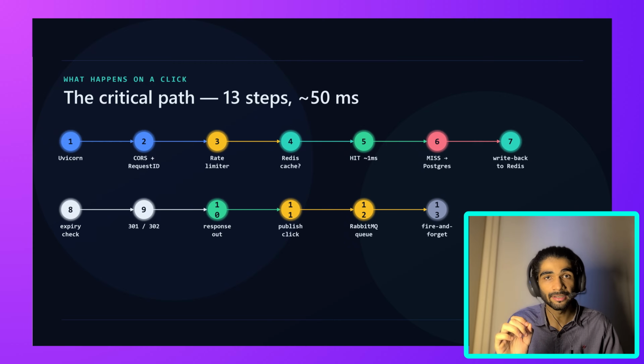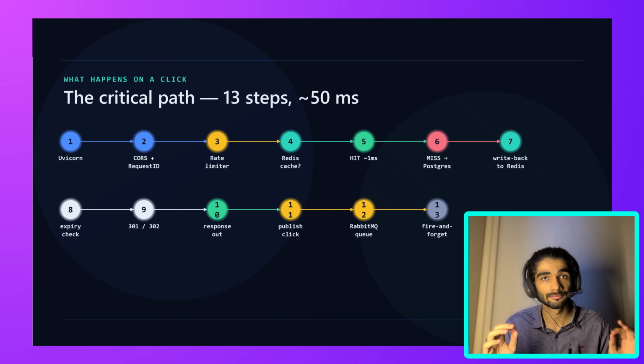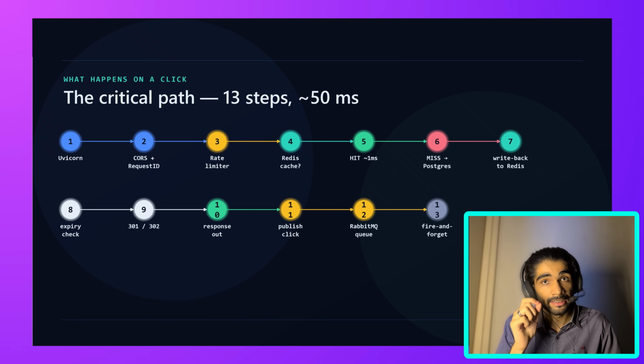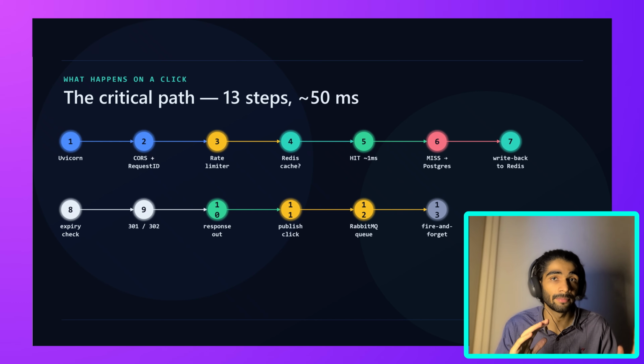After the response is sent, we publish a click event to RabbitMQ. This is fire and forget. The user never waits for the analytics to work. They are already on their destination while the analytics are traveling through the queue. That's the key insight. The redirect path is the critical path. Everything else is background noise.